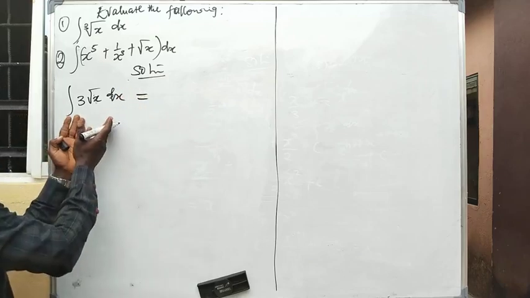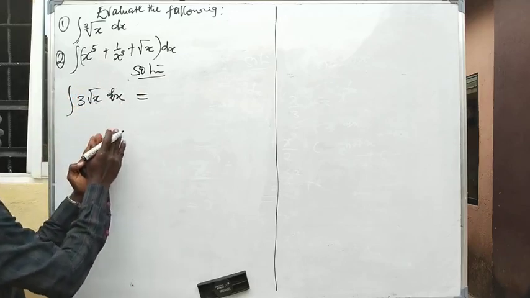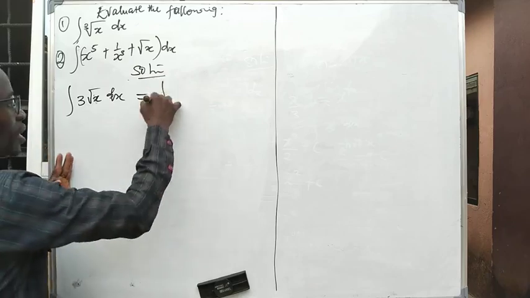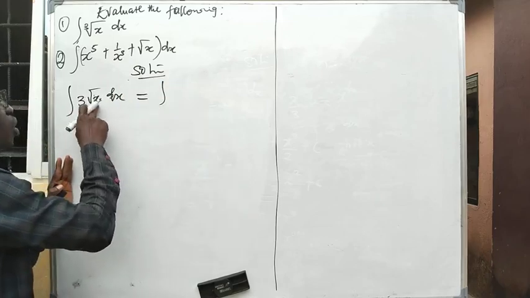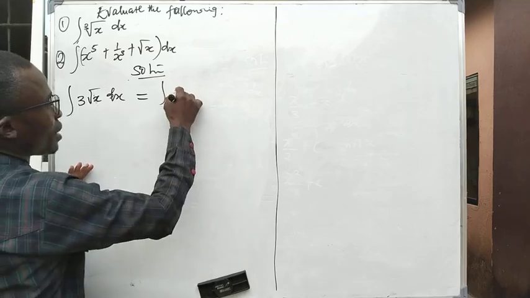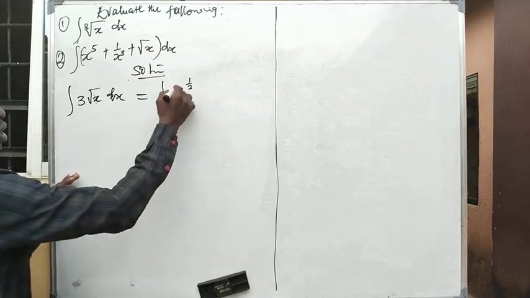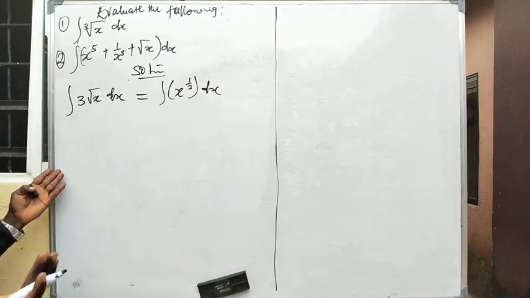Because as it is now, even I am confused. I don't even know where to start. But if you rewrite this question in a simpler way, obviously you will see it is very, very easy. So this becomes the integral of, how do we write it? Cube root of x is the same thing as x raised to power 1 over 3, as a fractional power law of indices. When you do it this way, I think you can see now it is very, very simple.